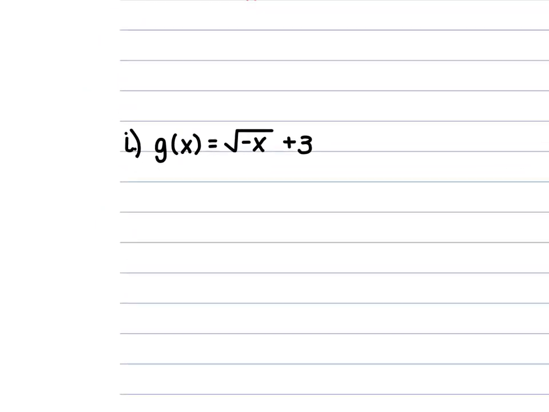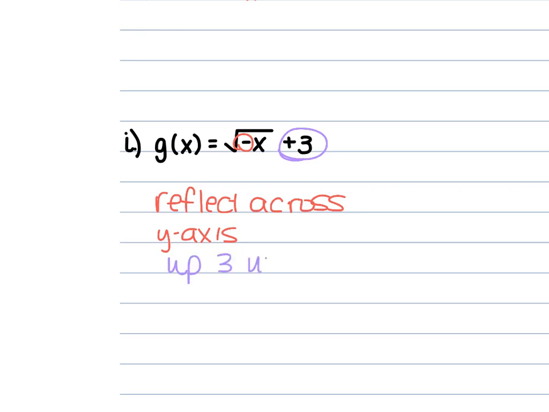For i, we have g of x is equal to the square root of negative x plus 3. The negative underneath deals with a reflection. It's underneath, so right or left, it reflects across the y-axis. And then that plus 3 is on the outside, so it's going to go up 3 units.